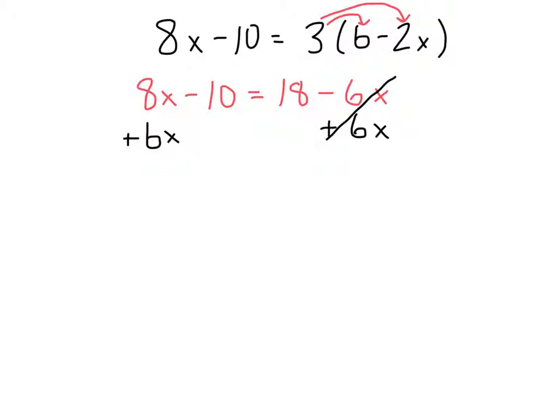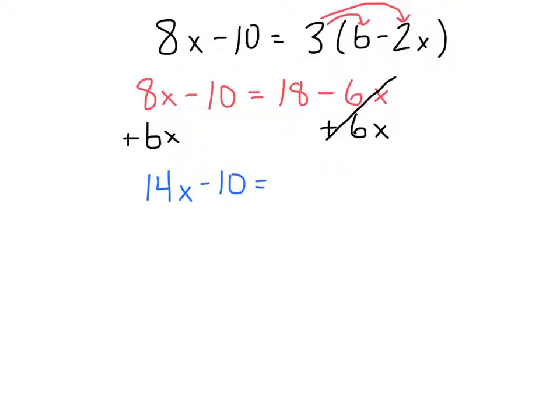And all that we have on the left side of the equation is 8x plus 6x. If you have 8 x's and you're adding 6 more x's onto it, you're going to have 14 x's. And bring everything else down, which is minus 10.